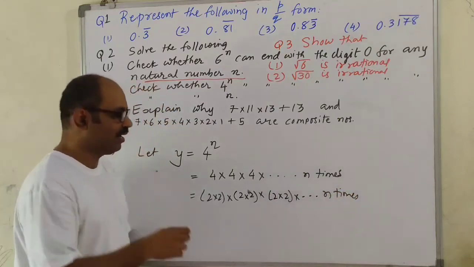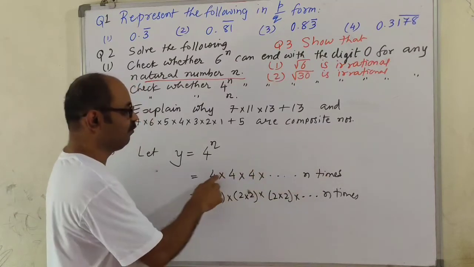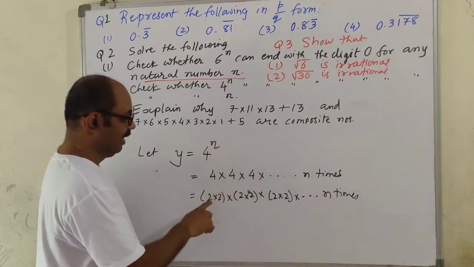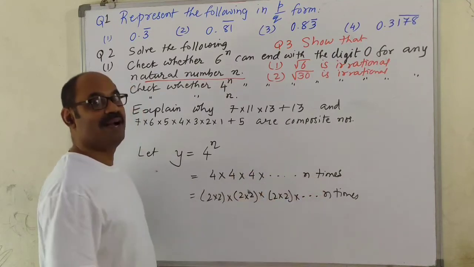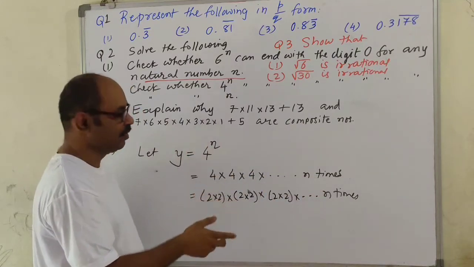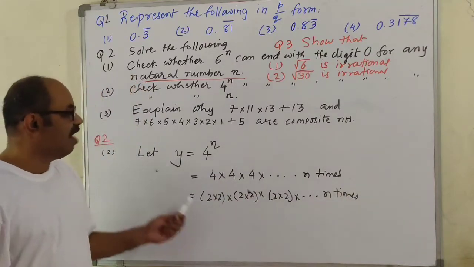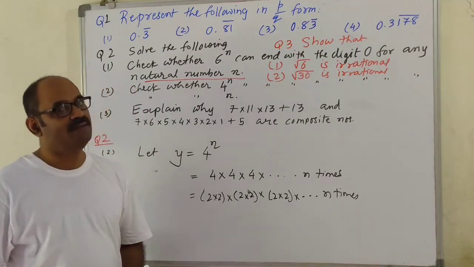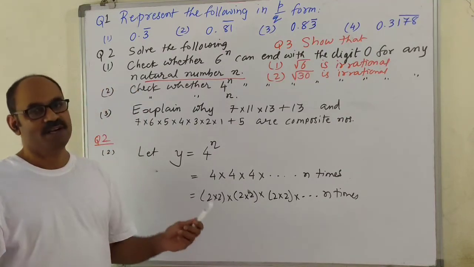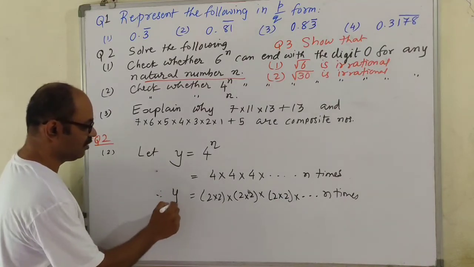Children, why do we have to write in bracket? Because 2 into 2, 2 into 2, 2 into 2 is n times. 4, 4, 4 is n times. आप ब्रैकेट नहीं लिखोगे 2 into 2 into 2 into 2, then it becomes 2n times. Double हो गया, है ना? So use bracket. Now the prime factors of y are very clear to you. Does it have a pair of 2 and 5? Here 2 is there, but 5 is missing.